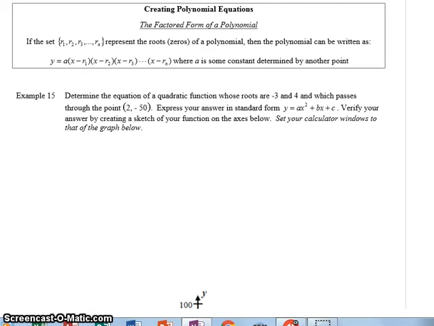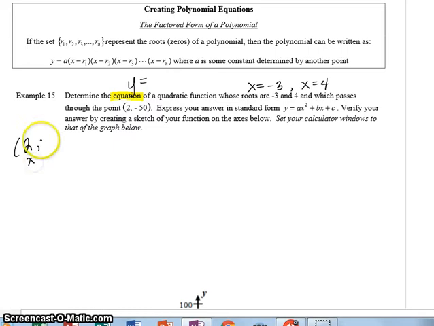So this first example says, determine the equation. When you see that, you know you're going to have some form of y equals of the quadratic function whose roots are, so remember, its x-intercepts are at -3 and at +4, which passes through the point (2, -50). So remember, every point represents an x and a y.